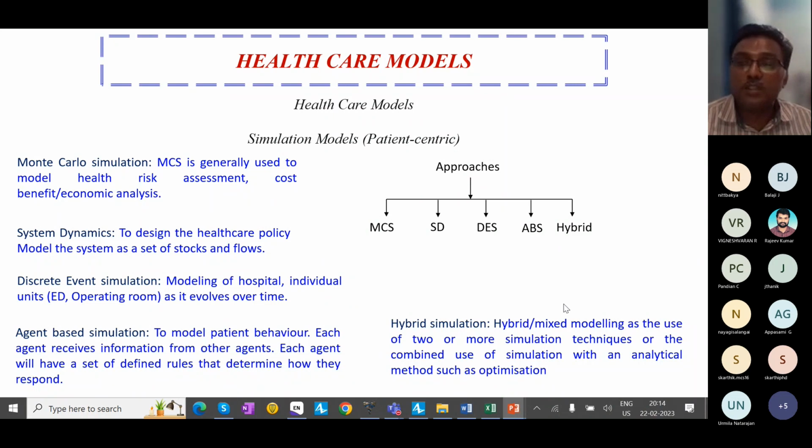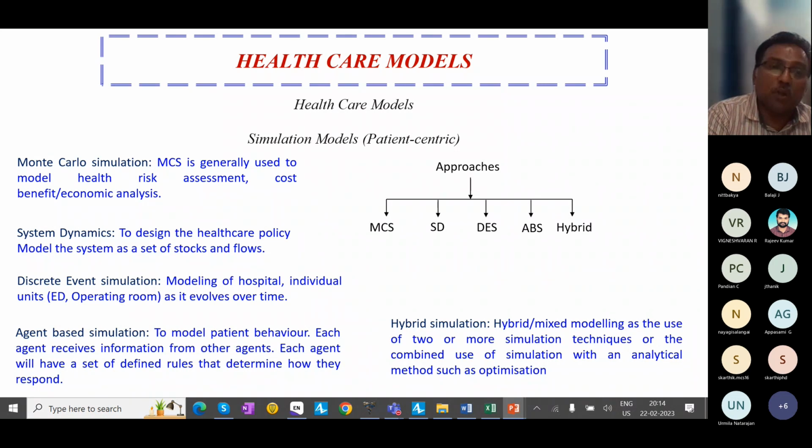And hybrid model. Here, I'm referring to a hybrid model as a model that may be using two or more of these simulation approaches, or a simulation combined with optimization. And what is Monte Carlo simulation? It's a static as well as stochastic model. Predominantly, Monte Carlo simulation is used for economic analysis in healthcare, and system dynamics is mainly used for evaluating healthcare policy.